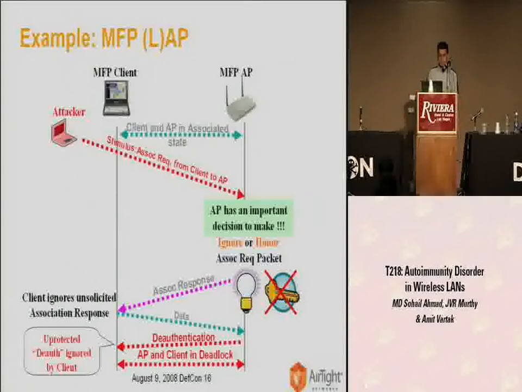So it sends an open deauthentication, which is actually ignored by the MFP client. The MFP client keeps on sending data. The access point keeps on sending open deauthentication messages to the client, and actual communication between client and access point stops. Both client and access point have entered a kind of deadlock situation.